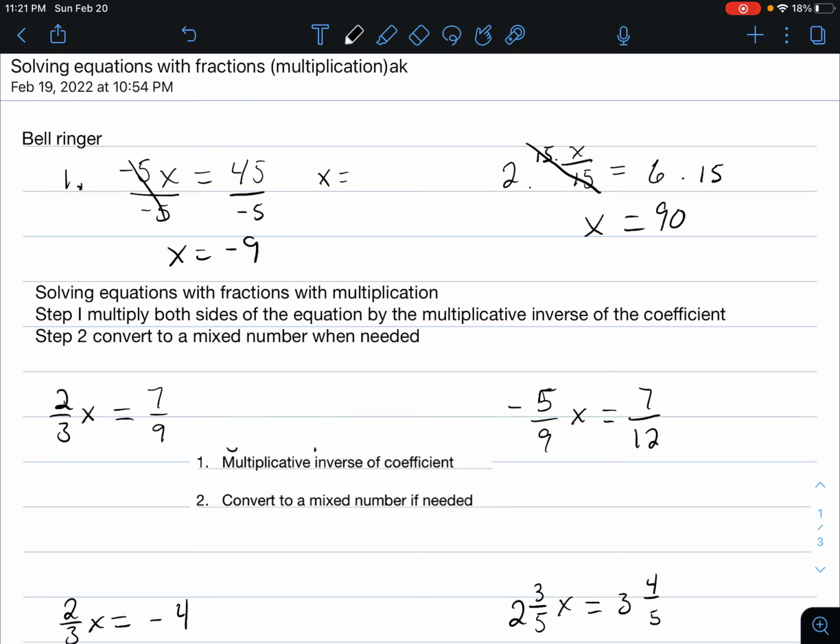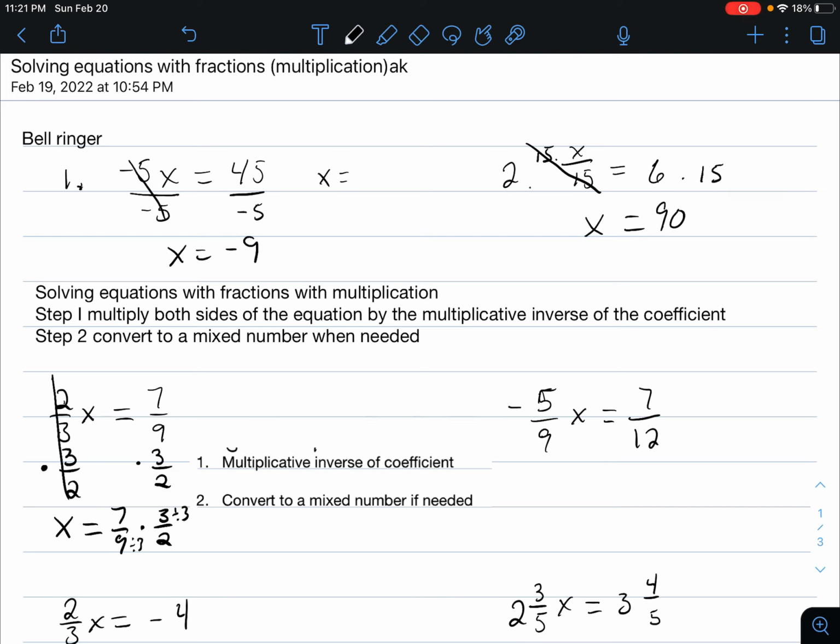Okay, so here we've got 2/3 times x equals 7/9. We are going to multiply both sides by the reciprocal, or the multiplicative inverse. So the reciprocal or multiplicative inverse of 2/3 is just that fraction flipped, which is 3/2. Okay, those are going to cancel out on this side, leaving us with x. And now x is going to be equal to 7/9 times 3/2. You can cross simplify when possible.